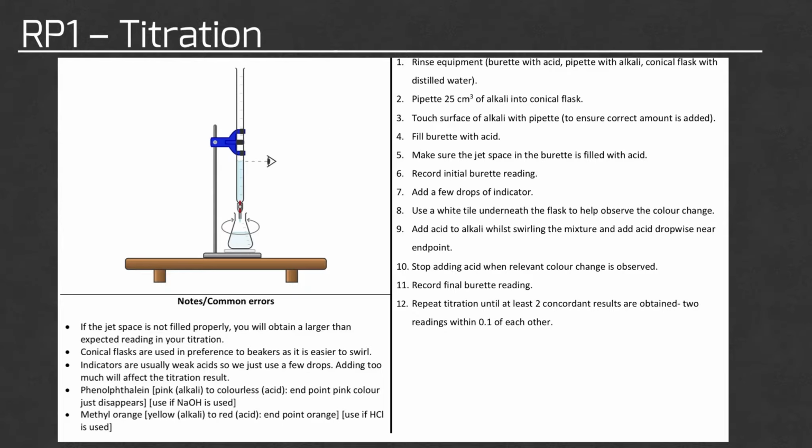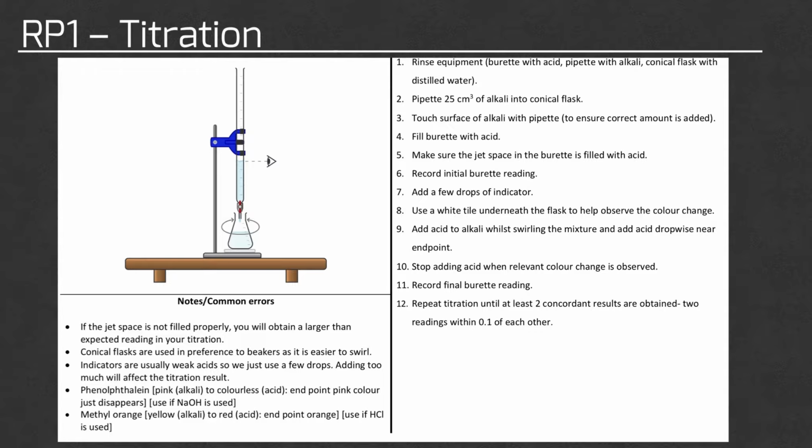For the titration part of the practical, you want to make sure you've set up a burette and a clamp stand with a conical flask and a white tile underneath it. To start off with, you'd need to rinse all your equipment: the burette with the acid that you're going to use, your pipette with the alkali, and your conical flask with distilled water. You'll use your pipette to transfer 25 centimetres cubed of the alkali into the conical flask. You'll touch the surface of the alkali with the pipette, and that means any alkali remaining in the pipette will be transferred to your conical flask.